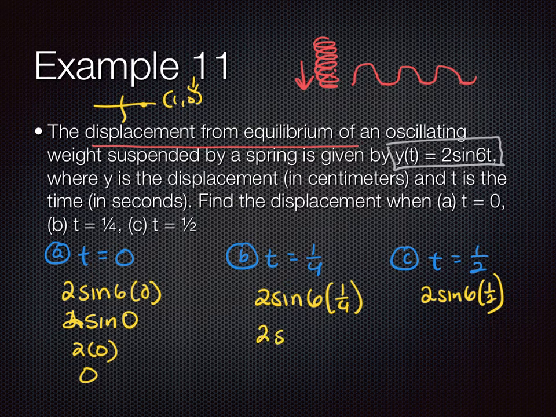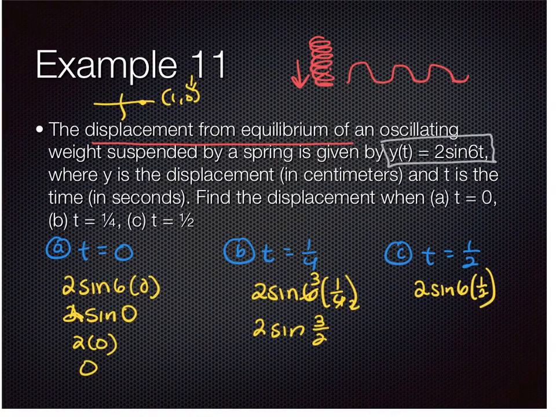B, 2 sine, this would be 3/2. Now there's no degree measurement in this, which means this is in radians, and I have to use my calculator. I'm going to make sure my mode is in radians, and then I'm going to just type 2 sine 3 divided by 2. And I get 1.994. Actually, 1.9949. So let's just say 1.995. If it said to round to the nearest tenth, because it doesn't tell you in this one, it would be 2.0 centimeters. So it's 2 centimeters off of my initial position.